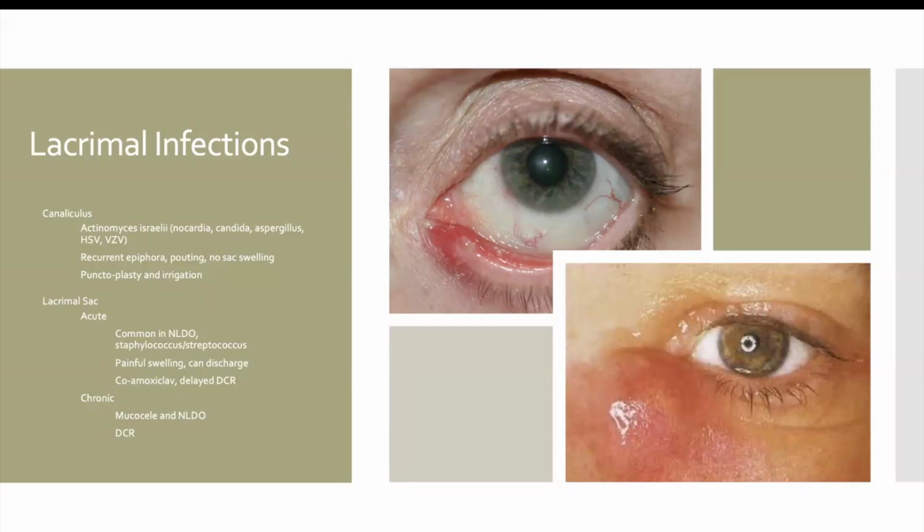And just for the sake of your own reference, this image at the top left is your typical canaliculitis, and this in the bottom right is your dacryocystitis. So you can see the difference in terms of where the swelling is exactly. And then with a chronic dacryocystitis, these are patients that can have a mucocele, again with nasolacrimal duct obstruction. And really what these patients need is opening up of their nasolacrimal duct. So these are patients who are eventually going to need a DCR.